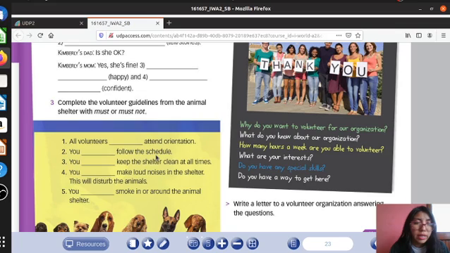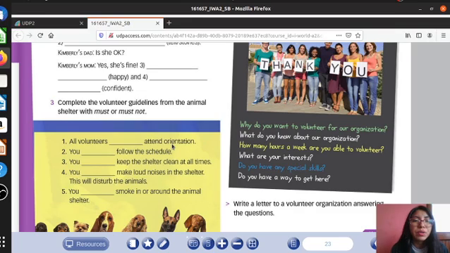The exercise number 3. Complete the volunteer guidelines from the animal shelter with must or must not. ¿Ok? Remember, we use must or mustn't in order to express an obligation, okay? Related to must not in order to express a prohibition, okay? But that is an obligation. Sigue siendo una obligación, pero algo que no debemos hacer, okay? For example, all volunteers attend orientation.